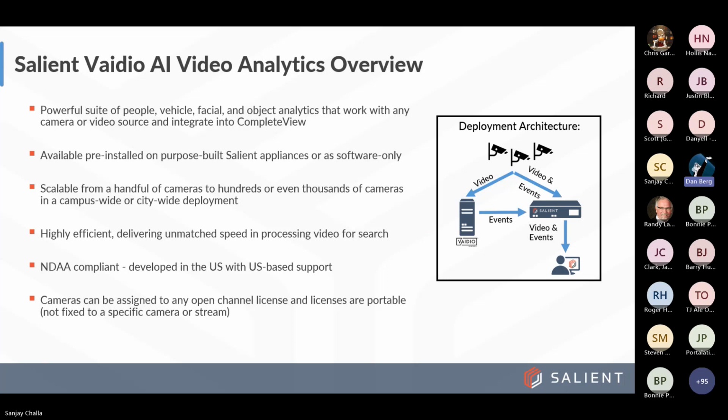It is a separate license from your CompleteView channel license, but you can do this as software only, or we are offering it with purpose-built Salient appliances. We've got a rack mount server and also a tower version, depending on what you're going to be doing. Very scalable. You can start with a couple of licenses and then scale up as needed. And the licenses are portable. Yeah, that's a very important point: you start with a couple of licenses, you can move those around to different cameras and do analytics on the cameras you need at that time. And that's the real-time analytics, doing the processing like that.